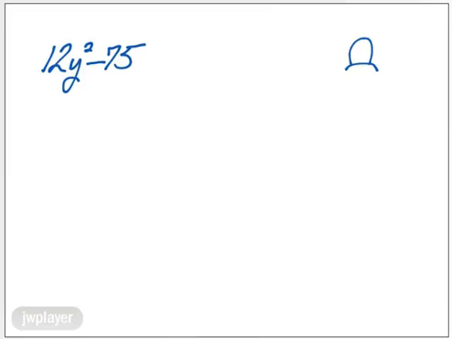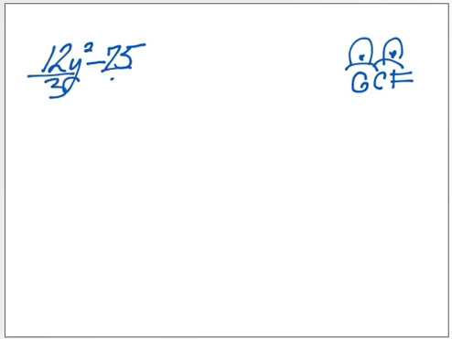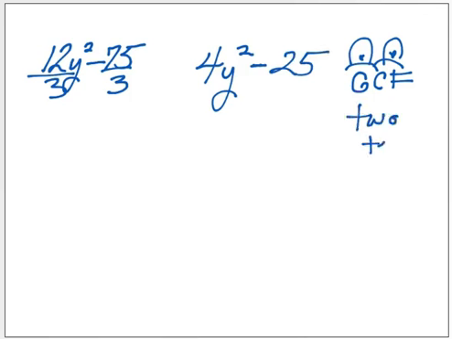The first thing we look for is always greatest common factor. So the greatest common factor is 3, I believe. If we divide this by 3, we get 12 divided by 3 is 4y squared. 75 divided by 3 is 25. There are two terms. If there are two terms, then we're probably looking for a pattern.